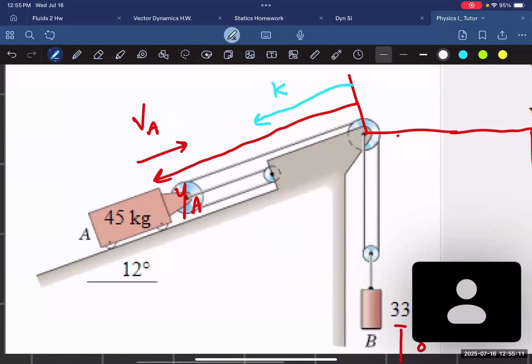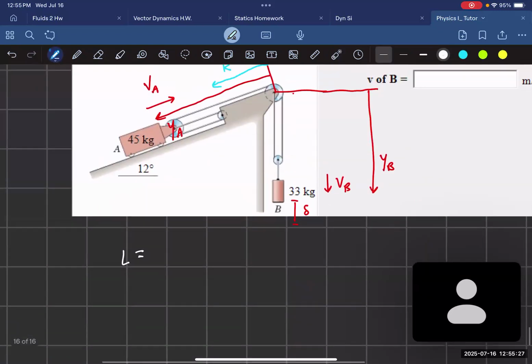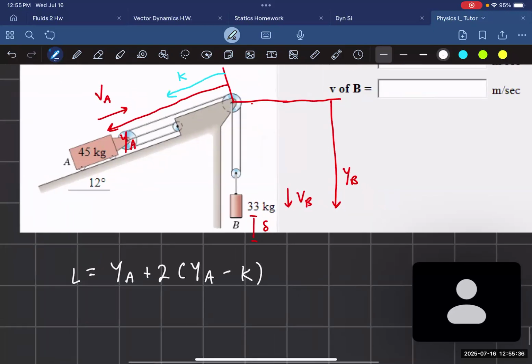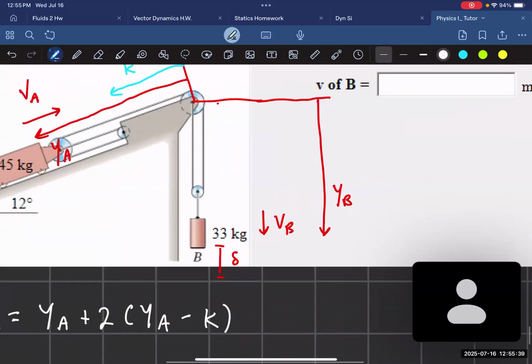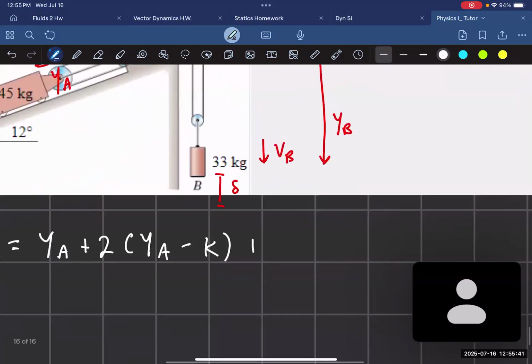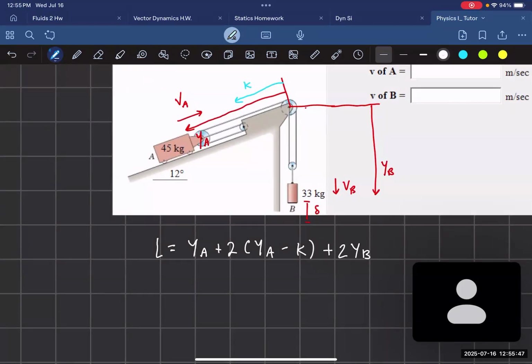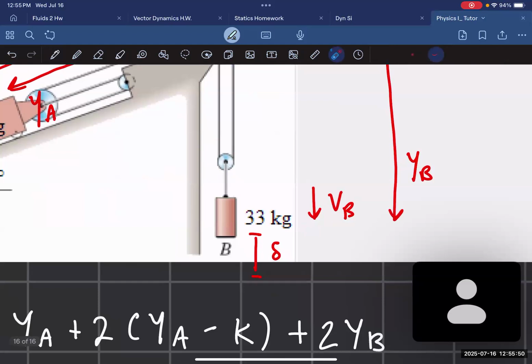Starting with A, we can see that it loops right here once, so that's YA. This right here is YA minus K, and then this right here is YA minus K also. So our equation is going to be YA plus 2 times YA minus K. And then for B, we can just see it loops to B twice. So plus 2YB, right?